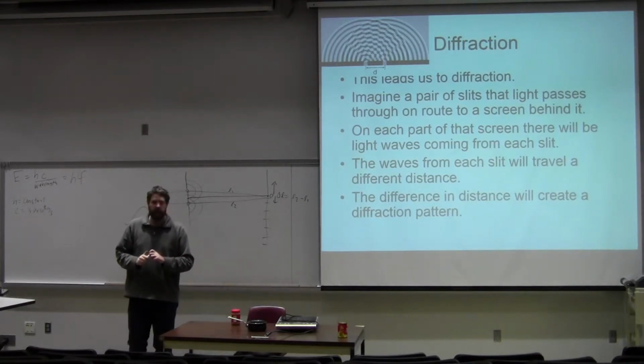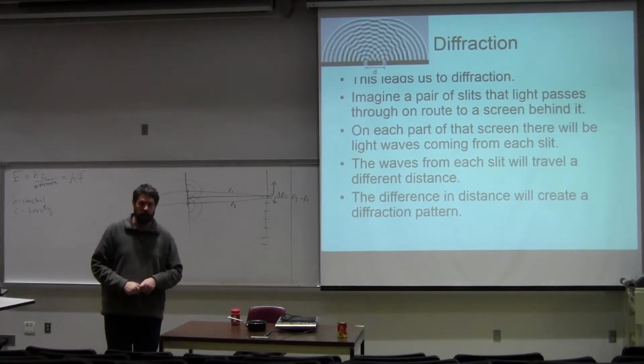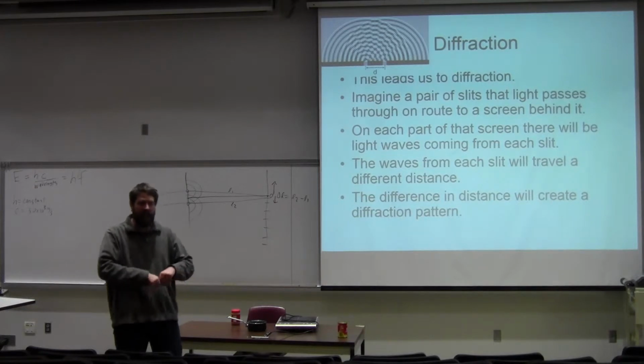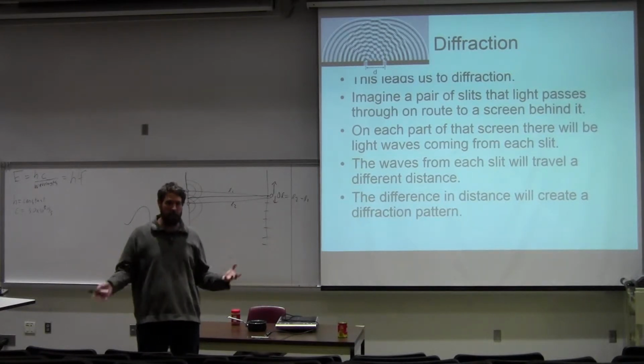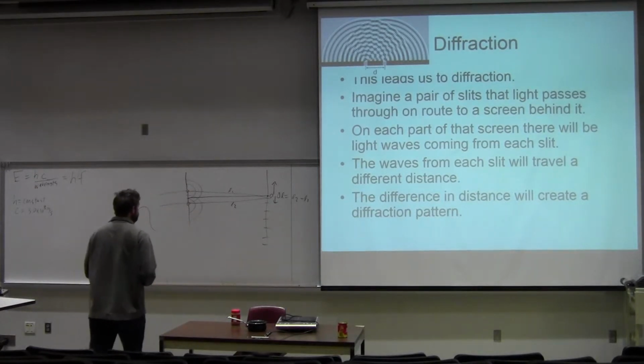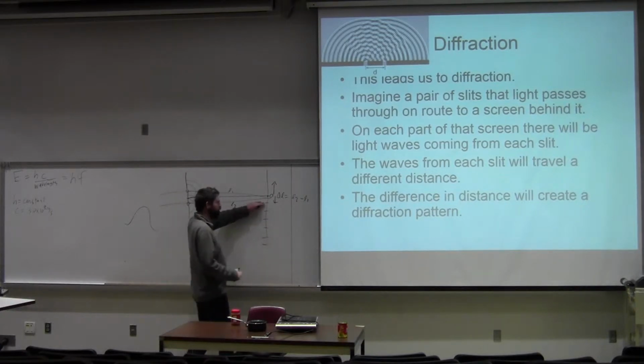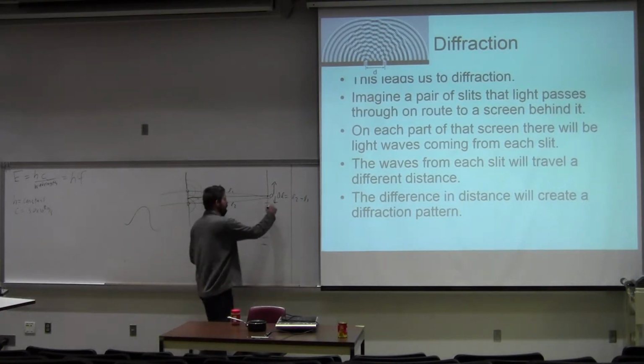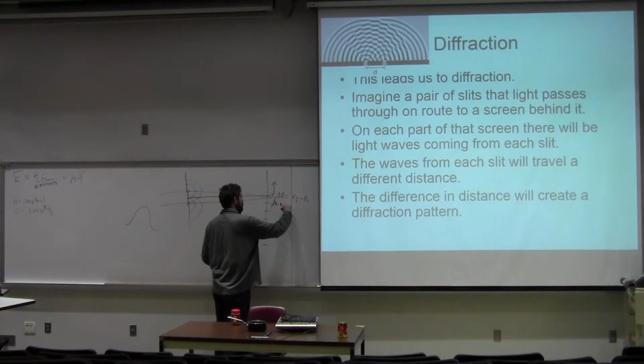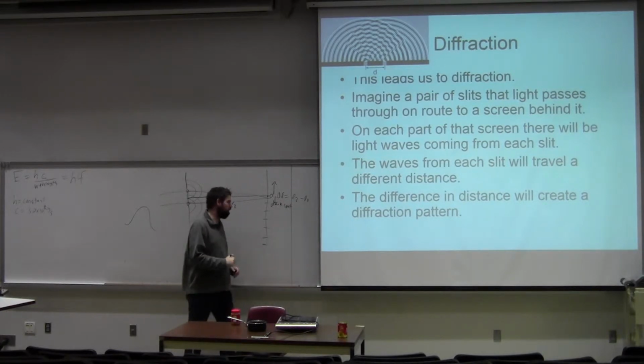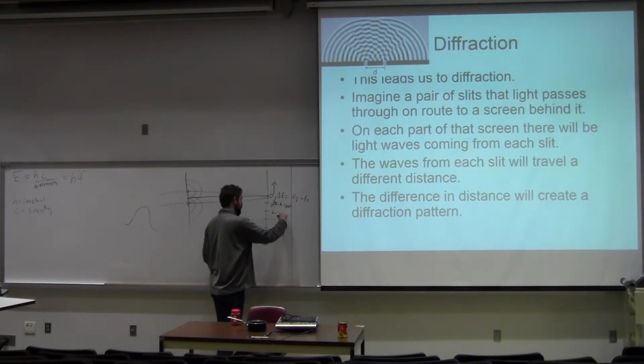As delta L gets bigger, we're going to see a pattern. Because when light adds in phase, it gets brighter. When light adds out of phase, it gets dimmer. And so, when we reach a point where it's out of phase, we'll have a dark spot. When it's in phase, we'll get a bright spot.